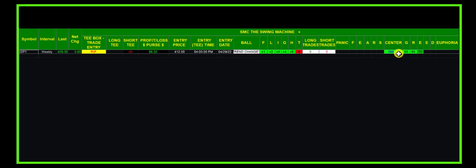And this tool tells us where the middle of the fairway is. The weekly fair price for the S&P right now is 389, or 3890 on the S&P cash. That is the fair price. We're above that, pushing toward euphoria. We may get there, we may not.